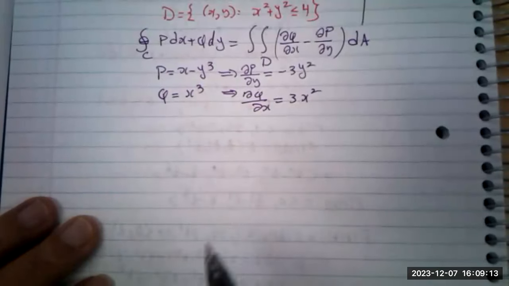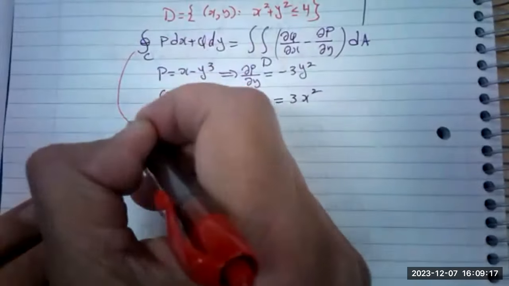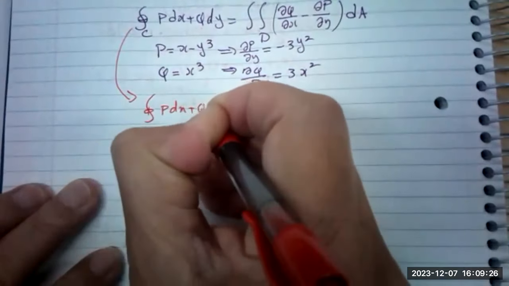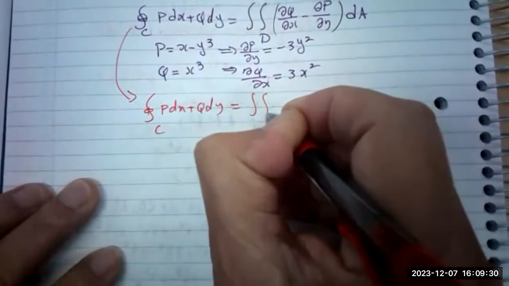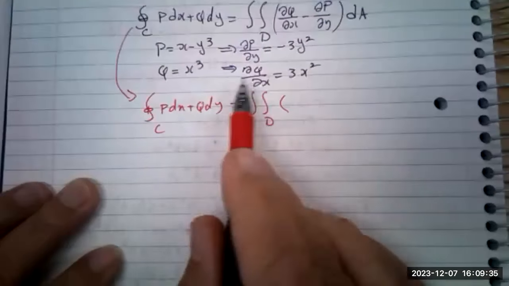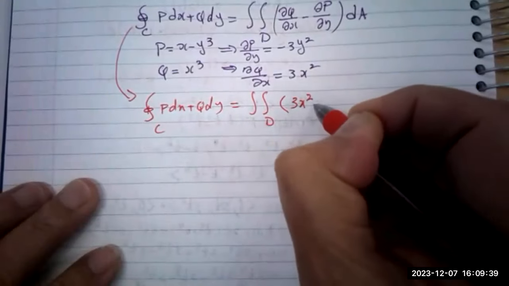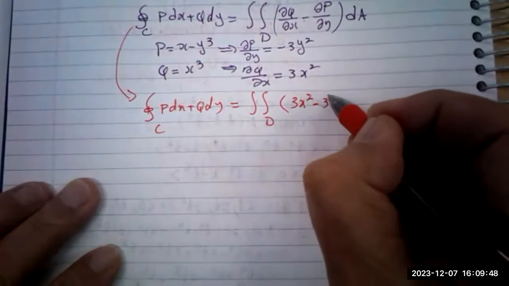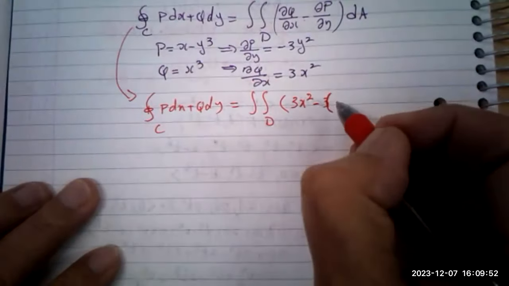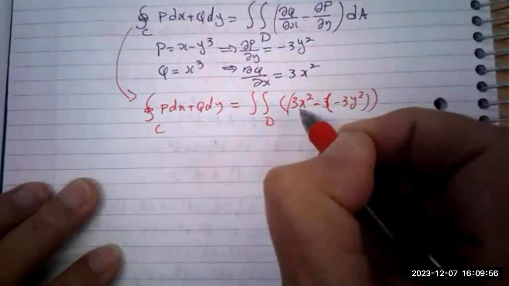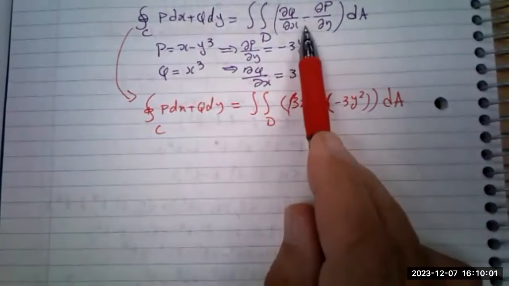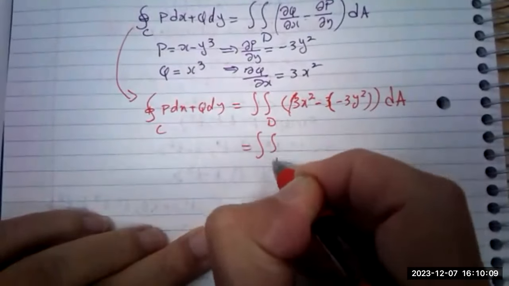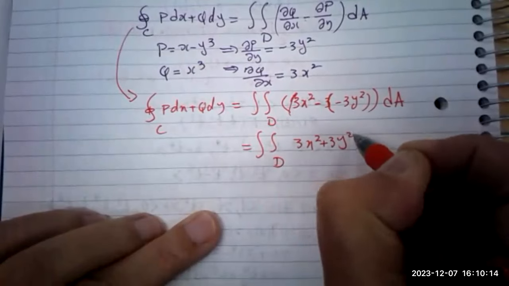So the given integral is going to be equal to, by Green's theorem, the double integral on D of the difference. The partial of Q with respect to x is 3x squared, minus 3y squared. Remember, this is a negative, and you already got the negative as well over here, so don't miss it. So it's going to be with the parentheses: minus negative 3y squared, then dA. There is a negative sign from the formula, and your second part is also negative. That gives 3x squared plus 3y squared dA.